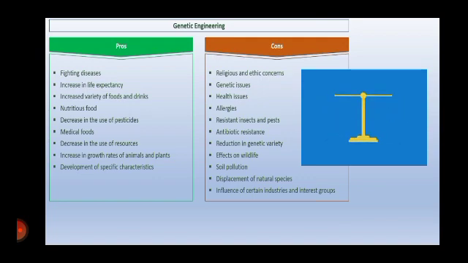Religious and ethical concerns, genetic issues, health issues, allergies, resistant insects and pests, antibiotic resistance, reduction of genetic variety, effect on wildlife, soil pollution, displacement of natural species, influence of certain industries and interest groups.